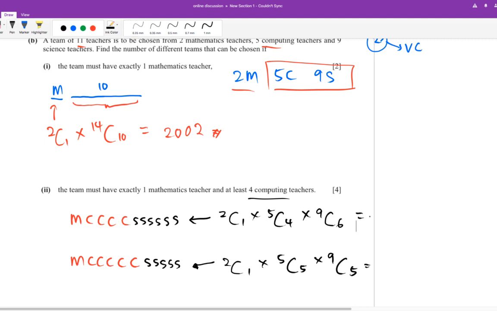And then I will join them together. So this one is 840 here. So this one is 252 here. Your final answer should be to join them together, which is 1092. I guess this one should be the correct answer.